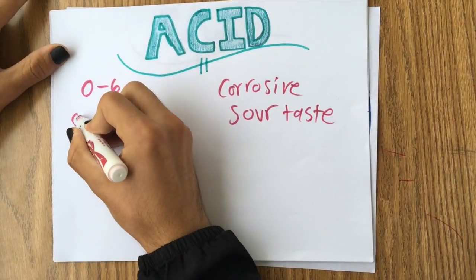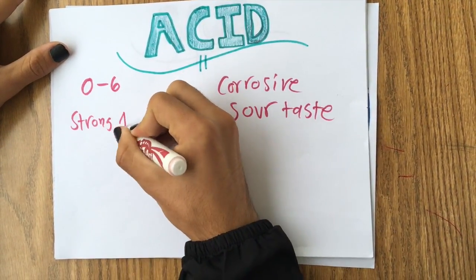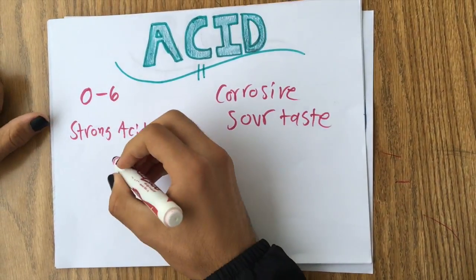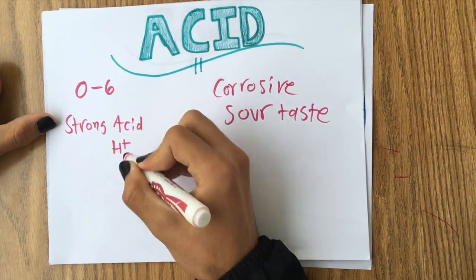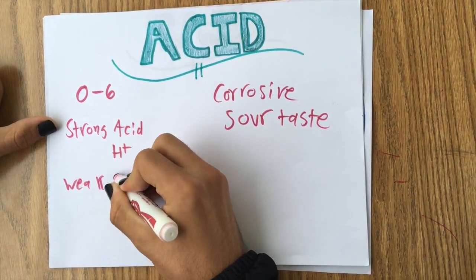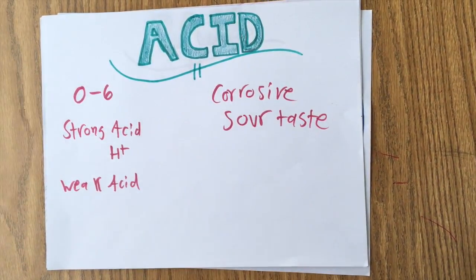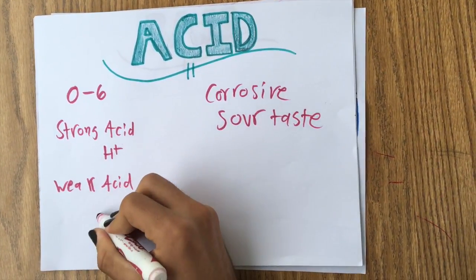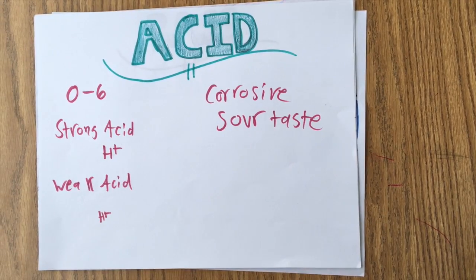Now, a strong acid would be an acid that dissociates completely, which means that it releases a lot of H ions. A weak acid would be an acid that doesn't dissociate completely, which results in only a few hydrogen ions.